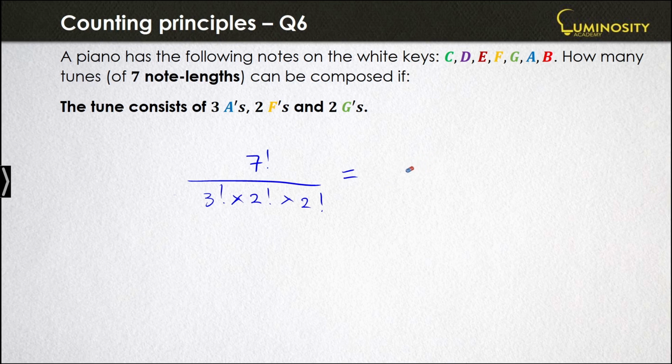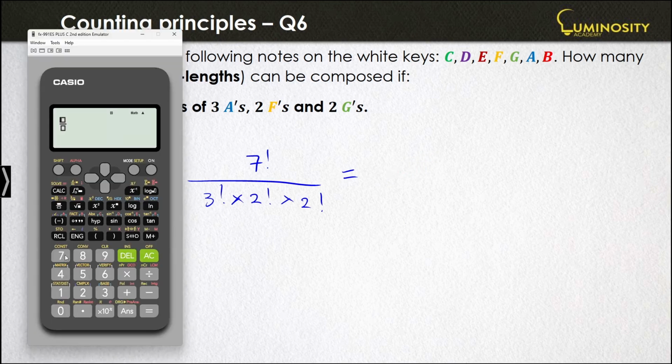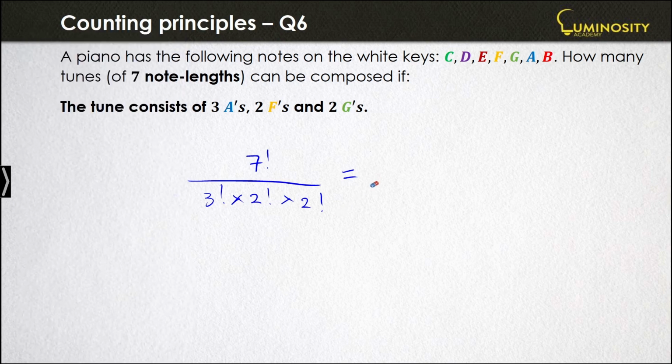So let's get out our calculator and see what that is. 7 factorial total ways, but we need to divide by those 3 A's, those 2 F's, and those 2 G's. That gives us 210 different tunes using those letters, those 3 A's, those 2 F's, and those 2 G's. So that is how we would apply our knowledge of the different counting principle techniques.